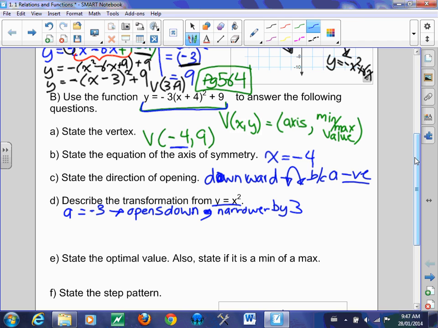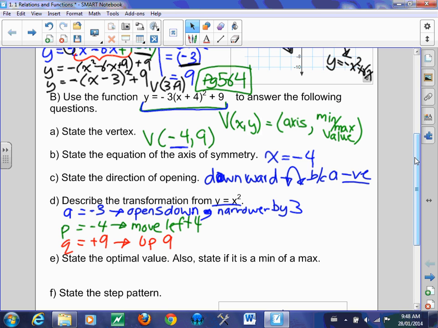That's one part. Second part is P. P is what letter, ladies and gentlemen? It's the first part of your vertex, negative 4. So that tells us we are going to move left 4. And then Q. Q, in this case, ladies and gentlemen, is plus 9, or just 9. So that tells us we are going to go up 9.